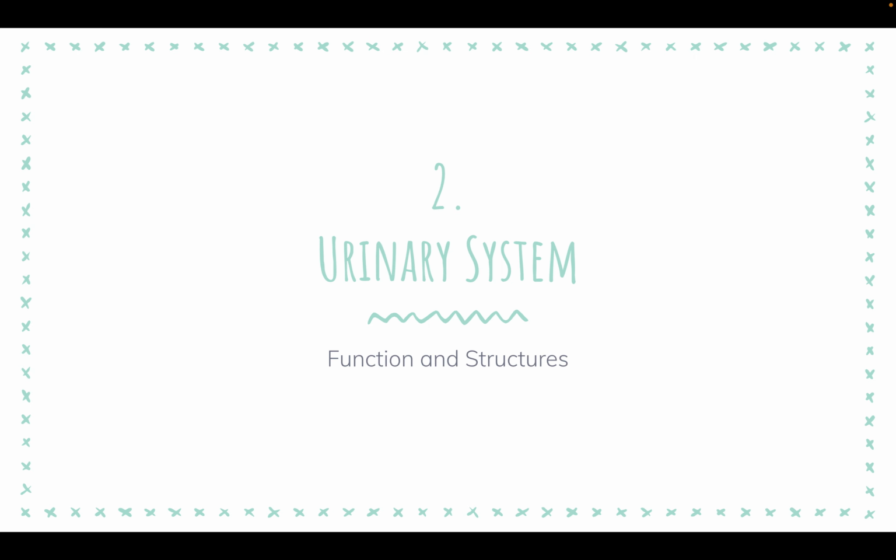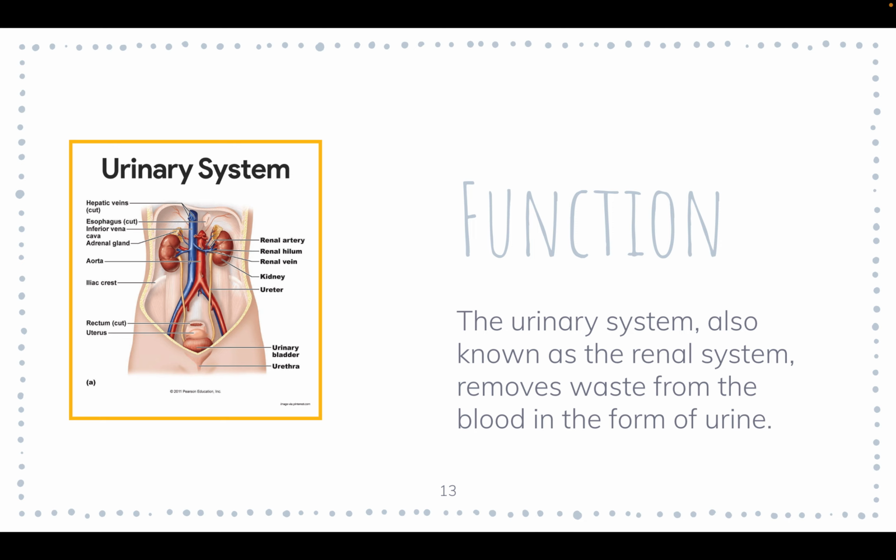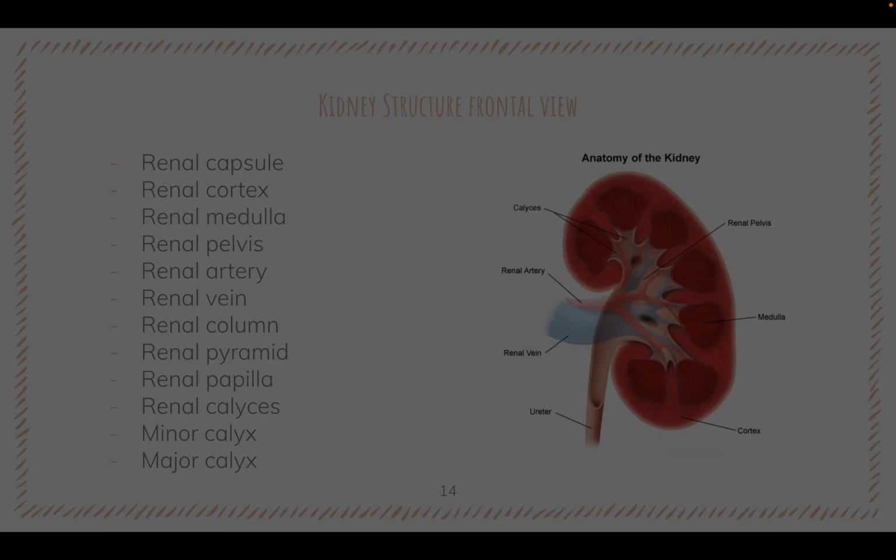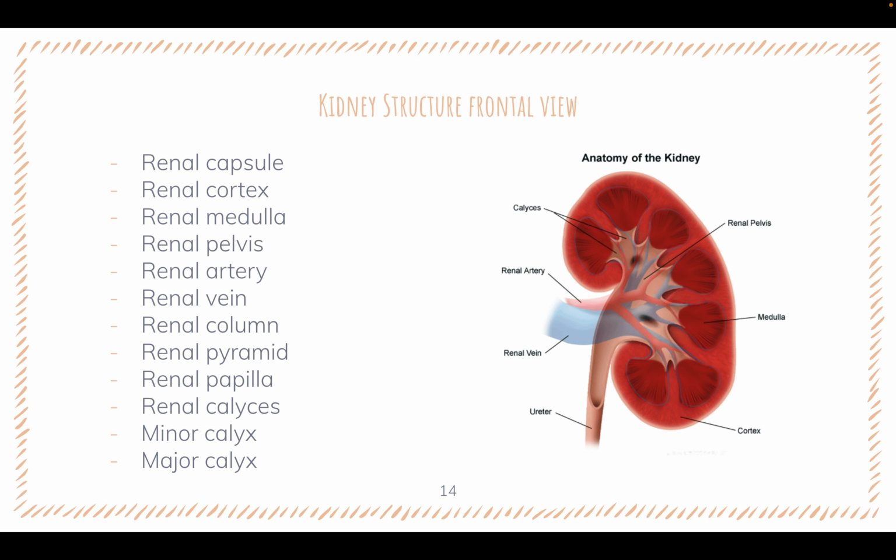Next, we have the urinary system, in which the purpose is to remove waste from the blood in the form of urine. The frontal view of the kidney structure consists of the renal capsule, renal cortex, renal medulla, renal pelvis, renal artery, renal vein, renal column, renal pyramid, renal papilla, and renal calyces, minor calyx and major calyx.